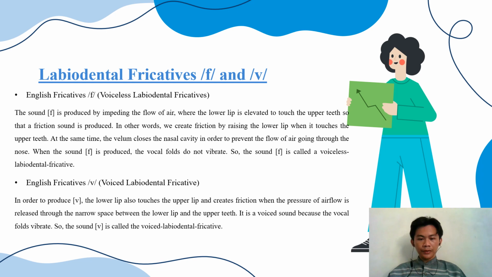Then the English fricative v. In order to produce v, the lower lip also touches the upper teeth and creates friction when the pressure of airflow is released through the narrow space between the lower lip and upper teeth. It is a voiced sound because the vocal folds vibrate. The sound v is called voiced. Examples are review, verb, oval, and above.